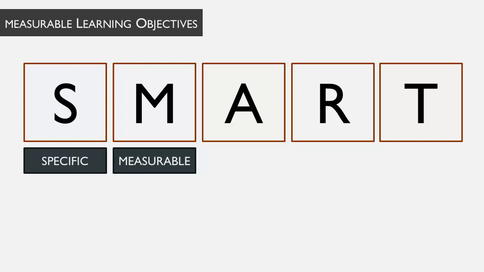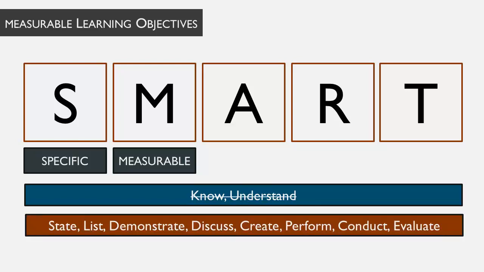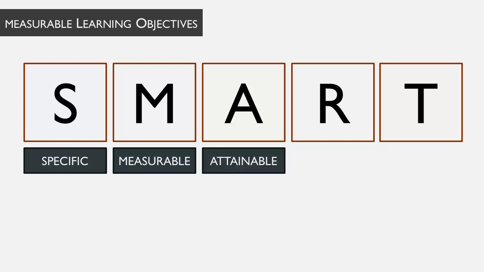Next, the objective should be measurable. This requires that the objective specifies an action that can be observed. Often, people will use the terms "know" or "understand" as the action in their objective. However, how do you know if a participant knows something? How do you know if they understand? This requires the use of a directly observable behavior. A good objective will use observable actions such as state, list, demonstrate, discuss, create, perform, conduct, or evaluate.